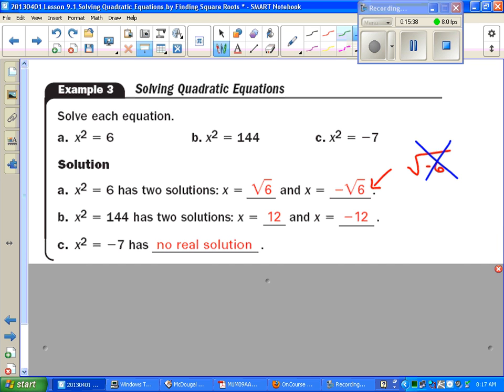And then x squared equals negative 7. There is no number that when you multiply it by itself gives you a negative number. Any negative number, it doesn't matter what number that is, there's no solution.